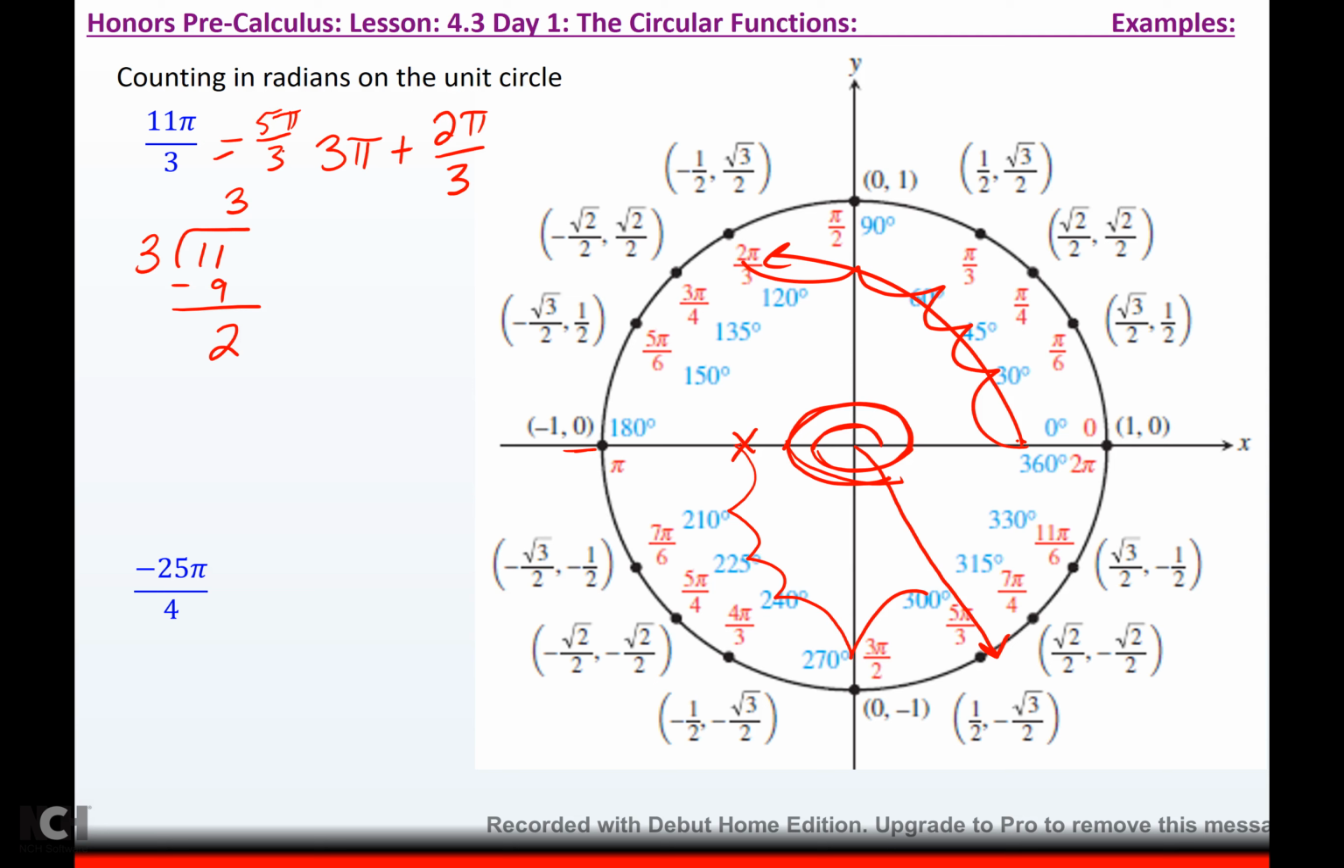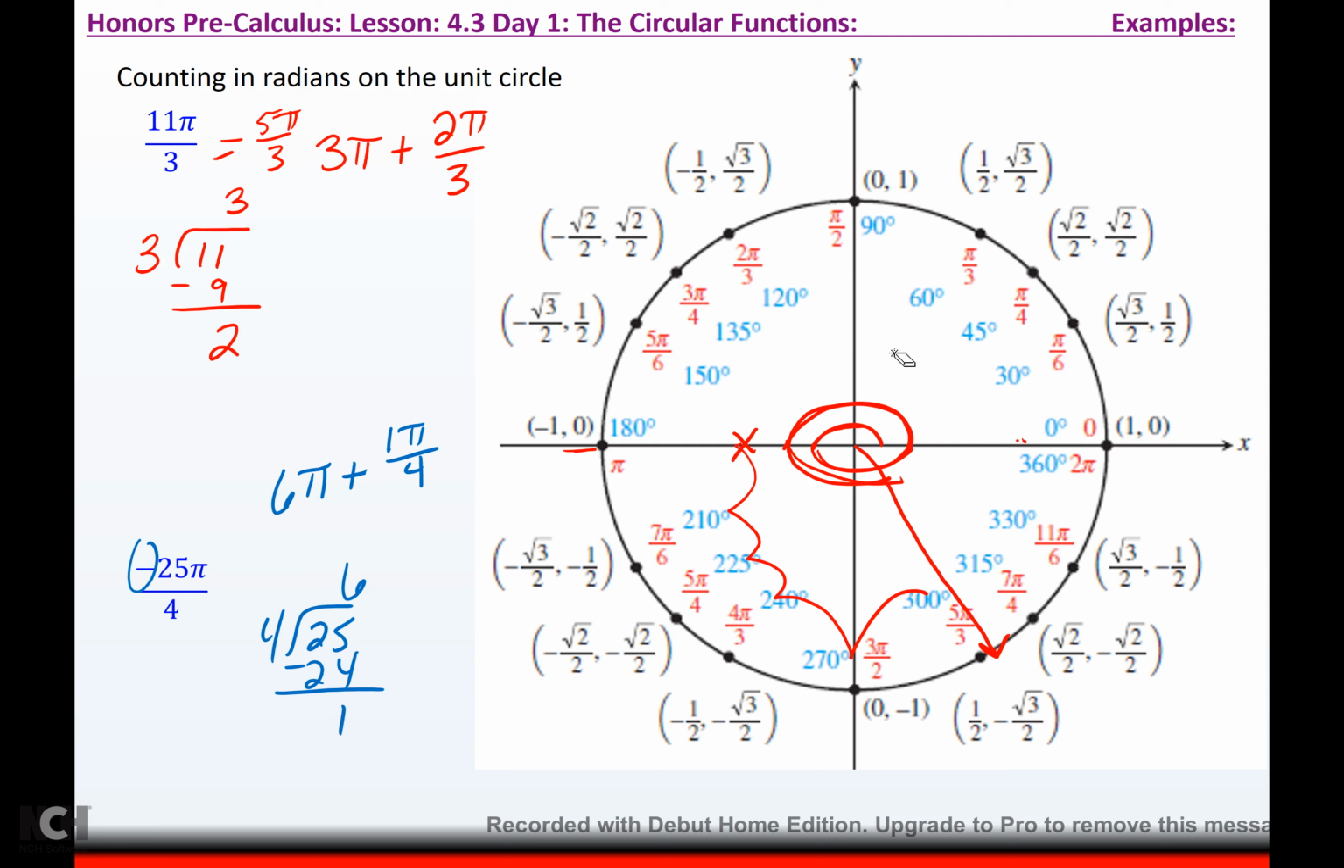Okay? Alright, and then to do negative 25 pi over 4, and I made a mess out of my unit circle. Darn it. I'll change colors. So 4 goes into 25 6 times. Take away 24 leaves 1. So I have to go 6 whole pi's plus 1 more pi over 4. But it's negative. So what I do on negatives is I go to the positive and then reflect over.